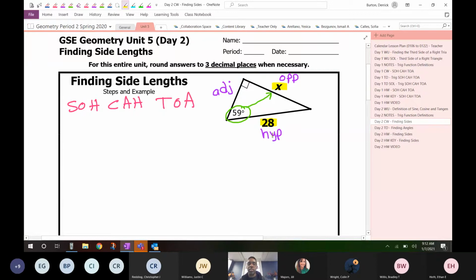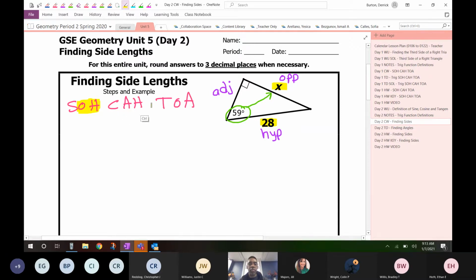So the two sides that are involved are opposite and hypotenuse. The one that is not involved is adjacent. So you need to look for the trig function. Which one of these three trig functions involves opposite and hypotenuse? That turns out to be the sine function, because there's your opposite and hypotenuse right there.